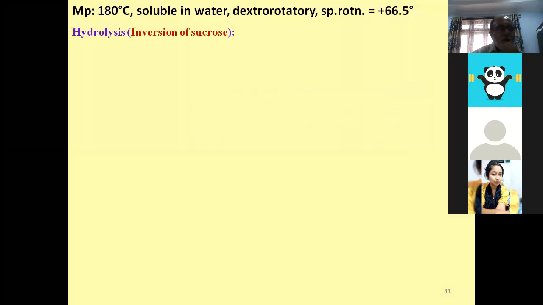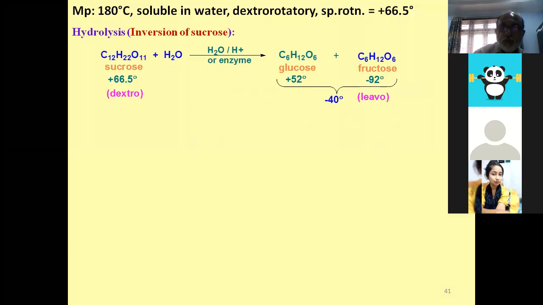Now another important property is hydrolysis. This hydrolysis is also known as inversion of sucrose. And how do we do it? Hydrolysis of sucrose can be done with water in the presence of acid. That will give you glucose and fructose in equimolecular quantities, one equivalent and one equivalent. Or we can use an enzyme.